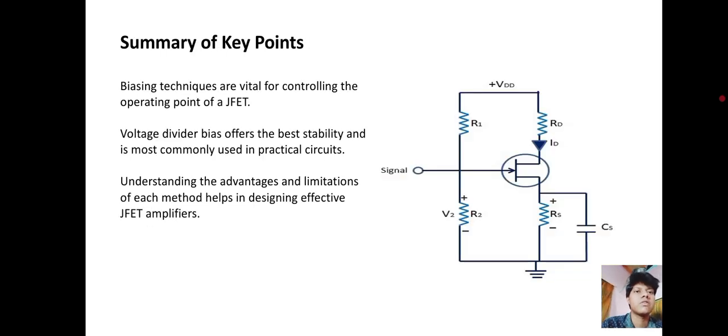Now a summary of key points. Biasing techniques are vital for controlling the operating point of a JFET. Voltage divider bias offers the best stability and is most commonly used in practical circuits. Understanding the advantages and limitations of each method helps in designing effective JFET amplifiers. This is the diagram of the summary of key points.